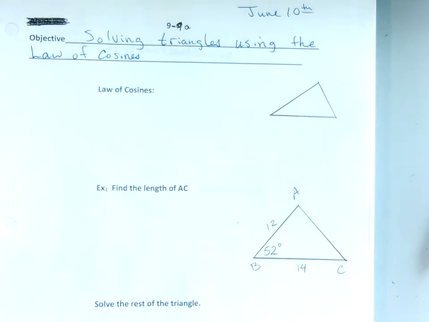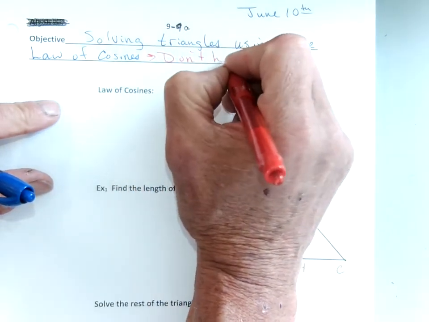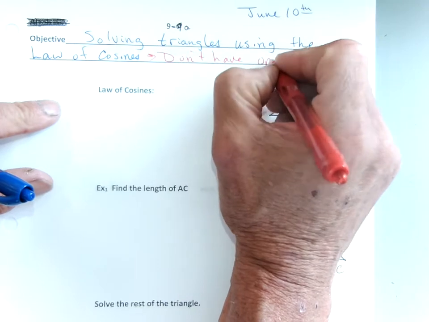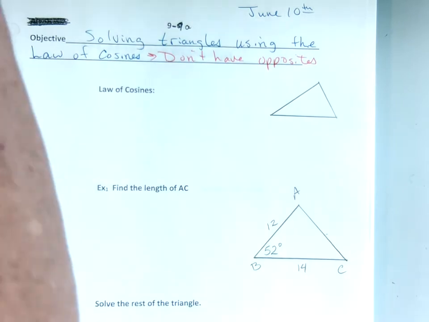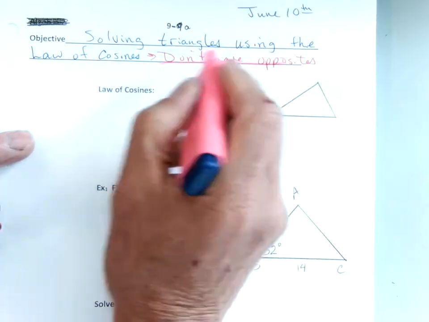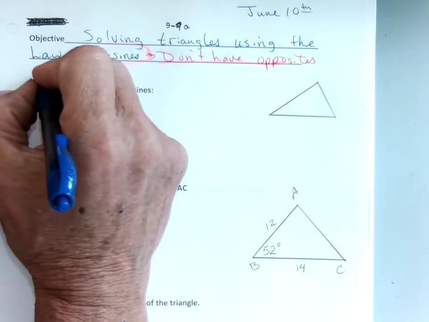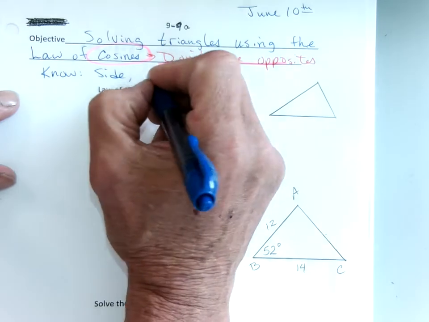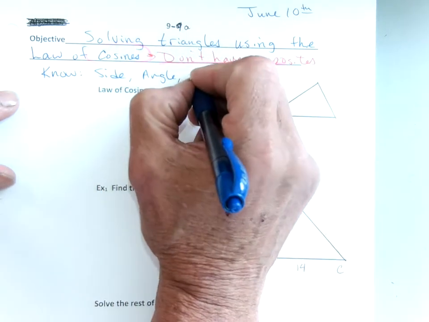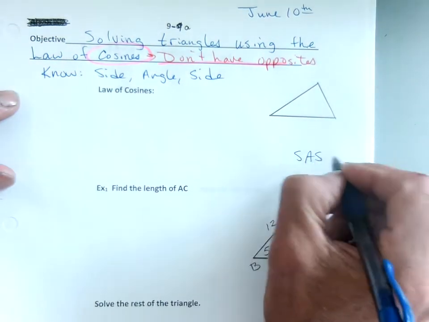So, what if you don't have a pair of opposites? If you don't have a pair of opposites, you're going to have to use the law of cosines, okay? What you might have is side angle side. So what you do know is side, angle, side. We call it SAS, okay? Side angle side.